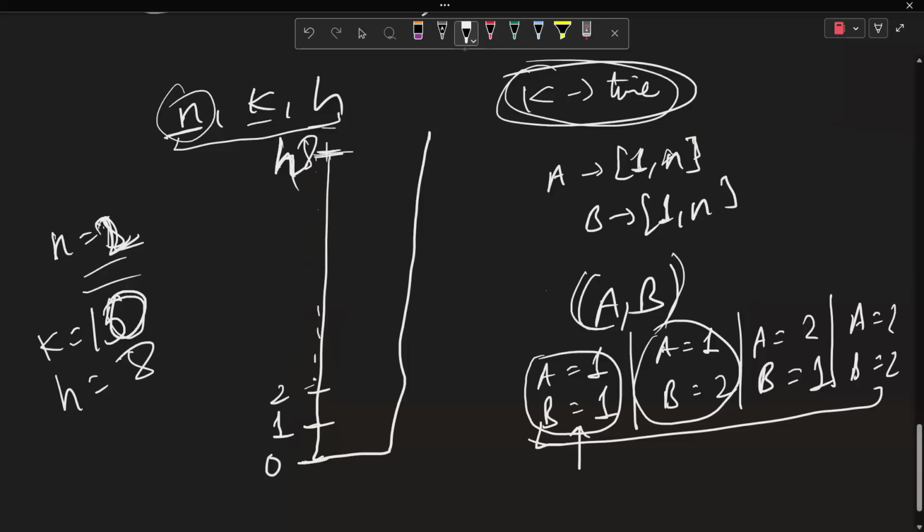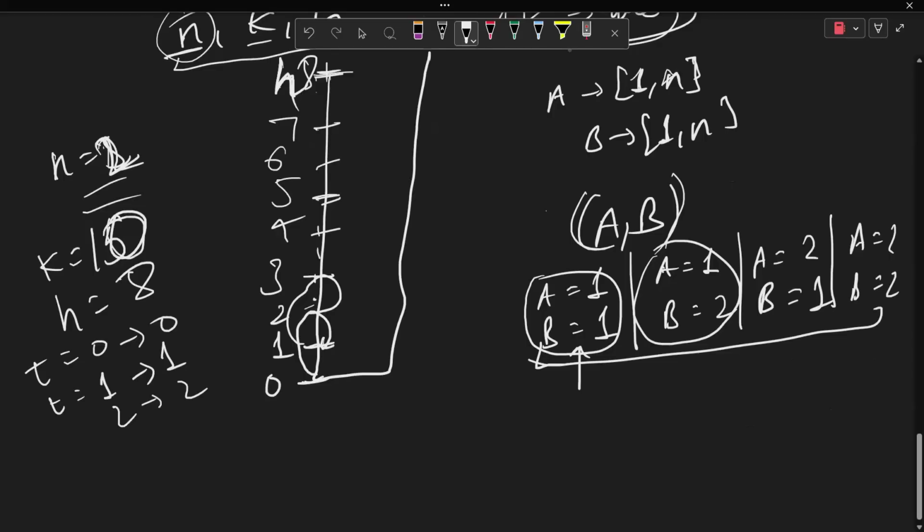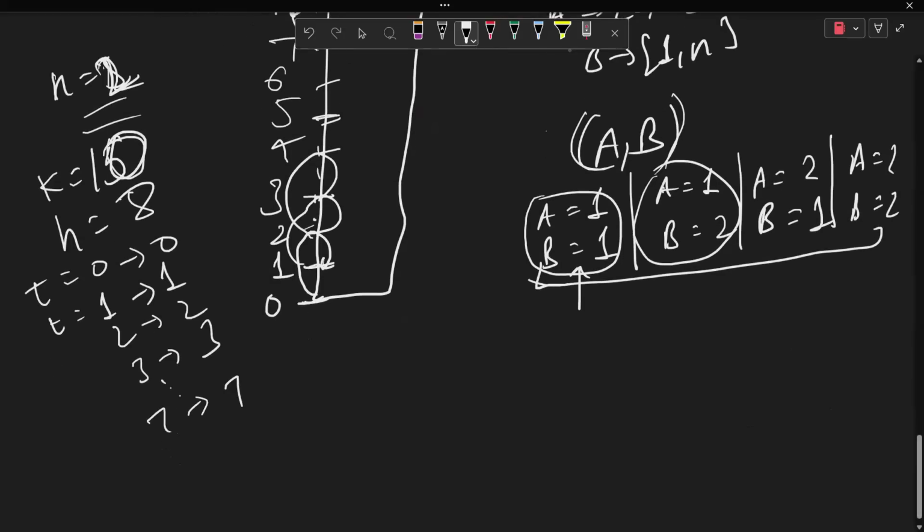The height of the well is 8 here. So if we draw 3, 4, 5, 6, 7, 8, what would happen? At t equal to 0, you are at 0. At t equal to 1, you jumped 2 and fell by 1, so you came to 1. Then a jump of 2, fall of 1. At t equal to 2, you came to 2. Likewise, at t equal to 3, you came to 3. Going like this, you would go on.